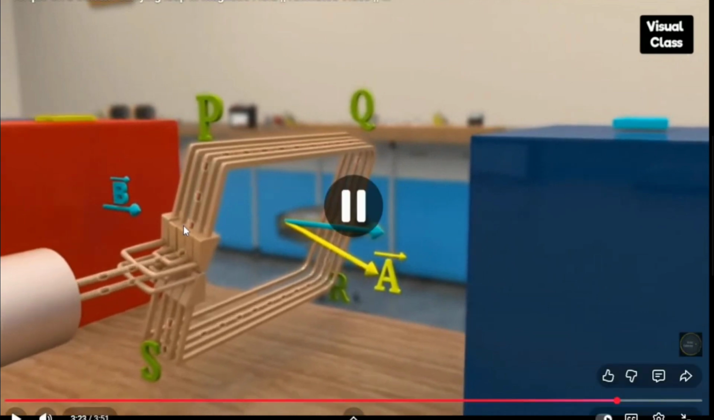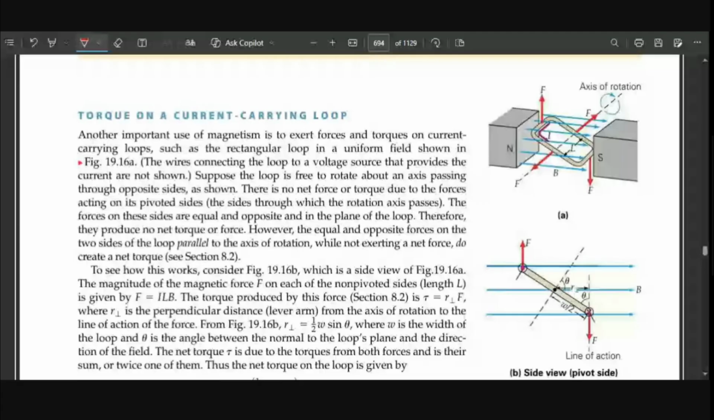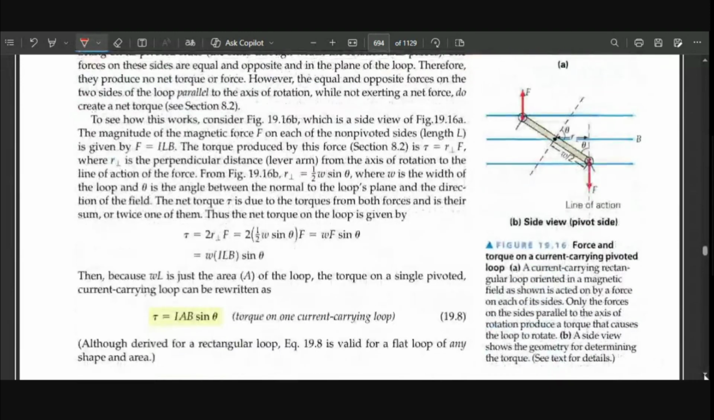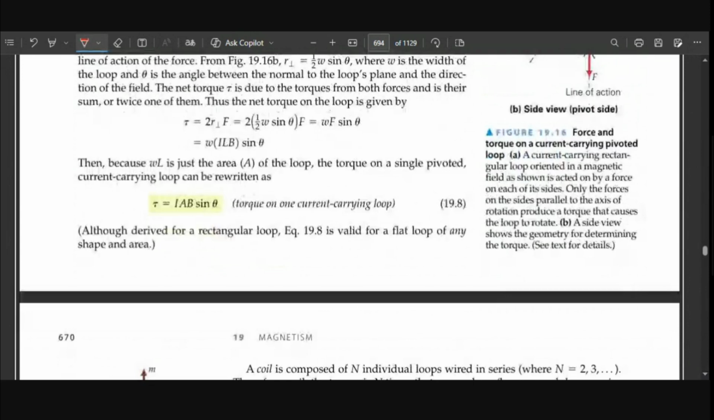The mathematics involved in explaining this expression involves vectors. But here what we have to understand is that it is IAB sin theta, where A is the area, B is the magnetic field, I is the current flowing through the loop, and theta is the angle between the normal and the magnetic field.